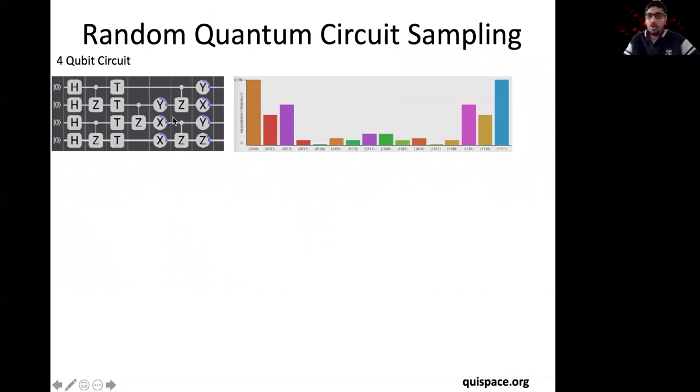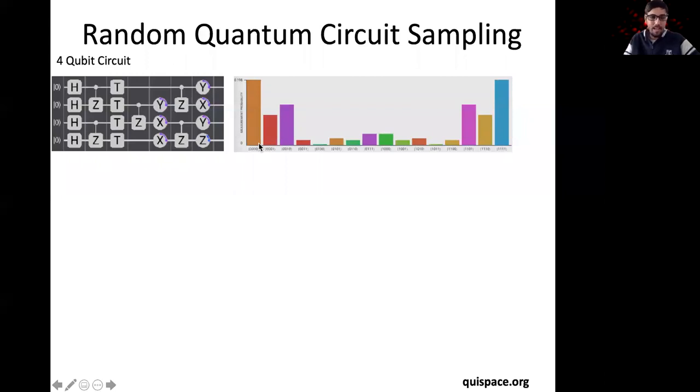So in these circuits, you are not trying to solve a real world problem, but you basically put in gates and construct random states, which then have random, arbitrary probability for each state. You can see that this is a circuit on the left side, and on the right side, the probability of each state, and you can see that they're very arbitrary.